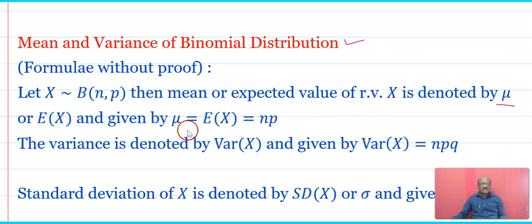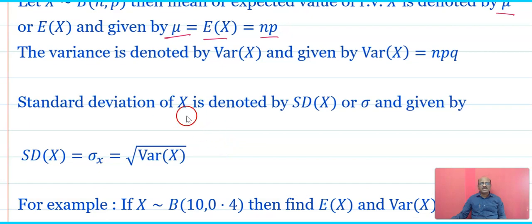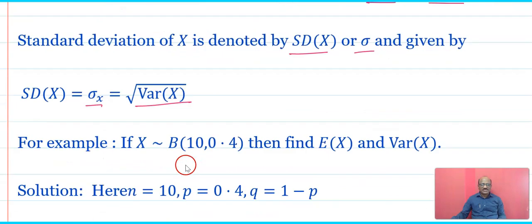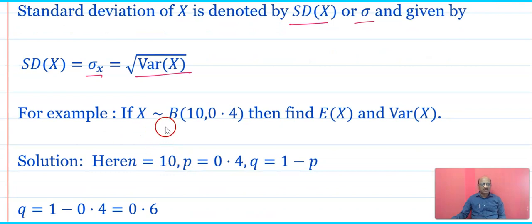or the E of X. Therefore, mu is equal to E of X is equal to np, and the variance of X is equal to npq. Standard deviation sigma is equal to the square root of the variance of X. For example, X follows the binomial distribution with n is 10, p is 0.4. Then find out E of X and the variance of X.